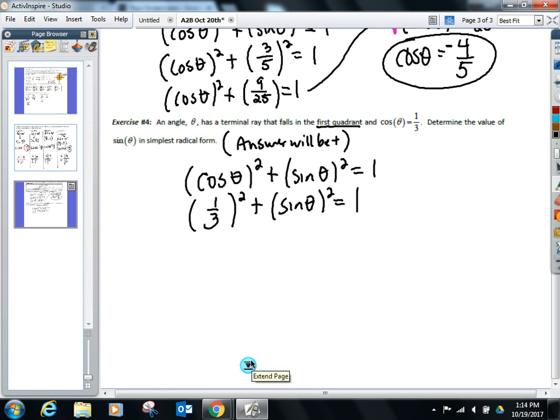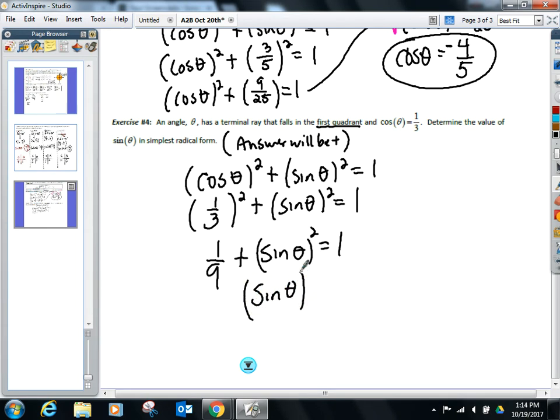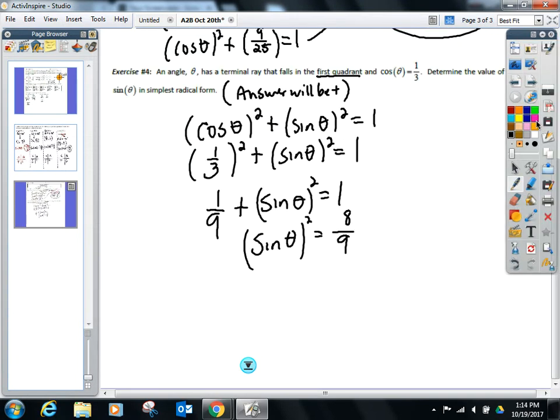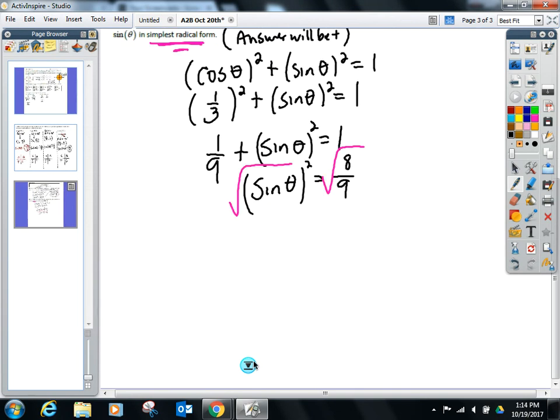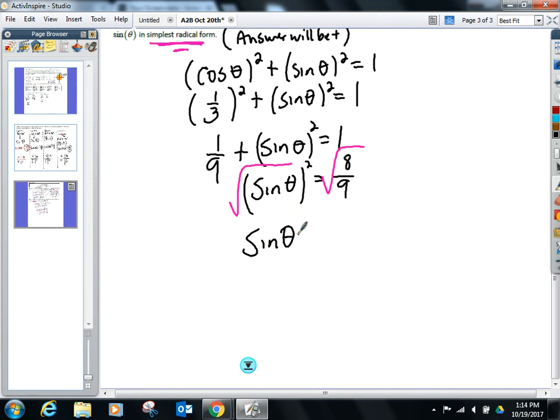Okay, squaring 1/3, you get 1/9 plus sine theta squared equals 1. Move the 1/9 over by subtracting it, you'll get 8/9. Taking the square root of both sides. Okay, now, because it did say, take a look back at the directions, simplest radical form. And if I try to take the square root of 8 over 9 in my calculator, it'll give me a decimal. So let's go back to algebra last year and figure out what to do here.